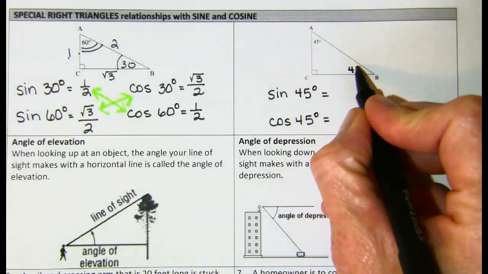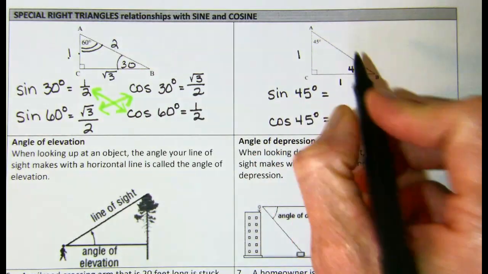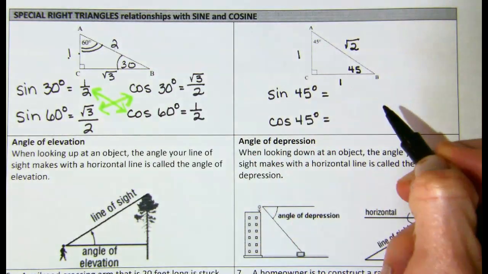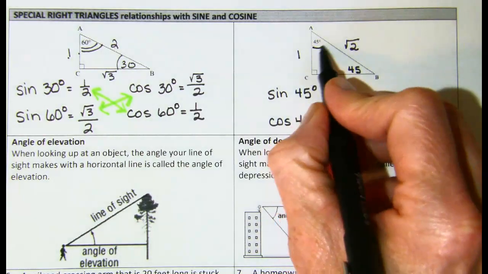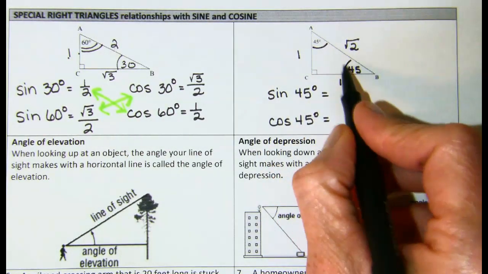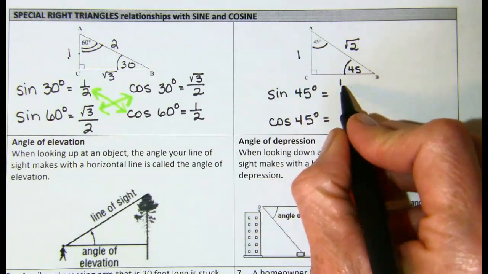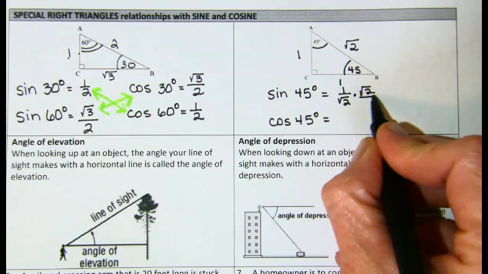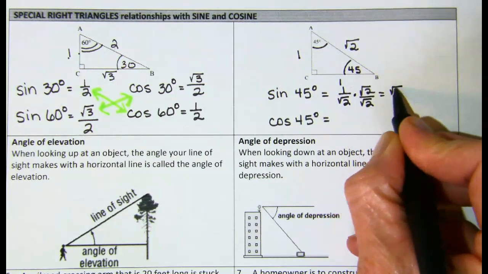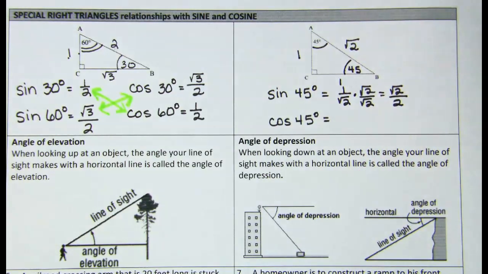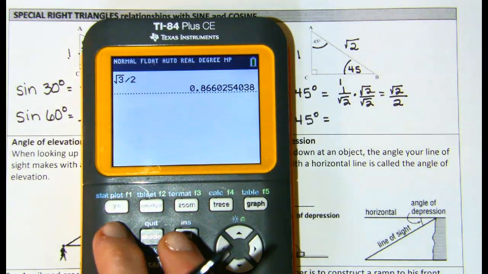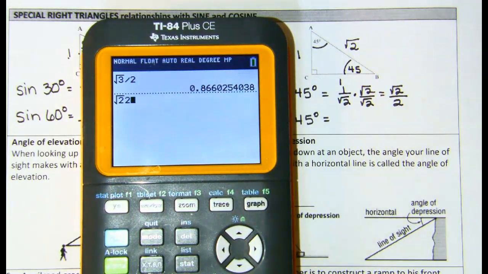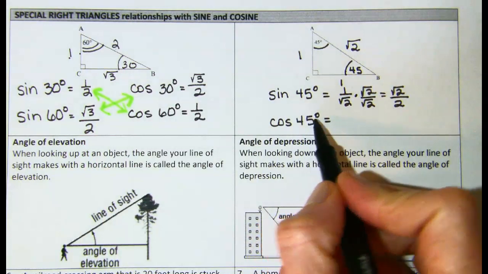Remember, this is going to be 45. If this is 1, this is 1, and this is the square root of 2. So sine 45, well, they're both 45, so it doesn't matter where we go. It is opposite over the hypotenuse. Remember, we can't have that square root 2 in the denominator, so we rationalize, and we get square root of 2 over 2. So now if I check that on our calculator, square root 2 divided by 2, I get the 0.7071.